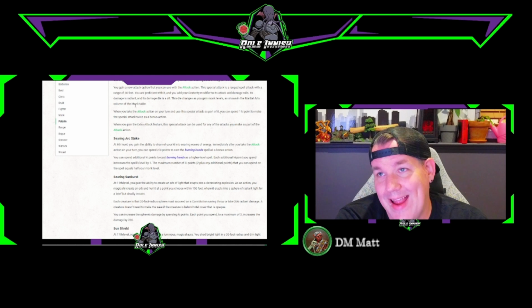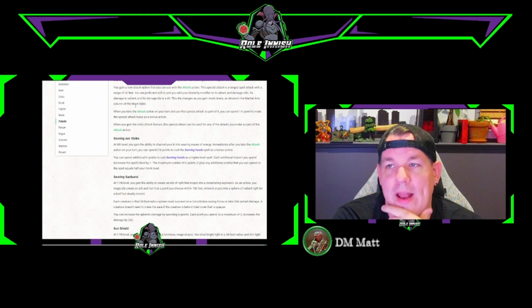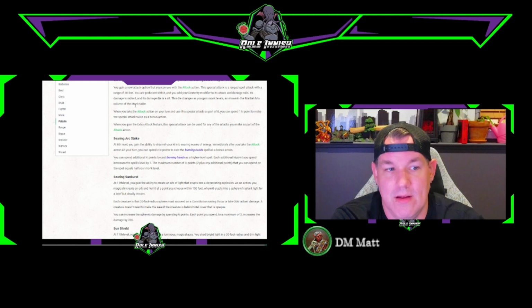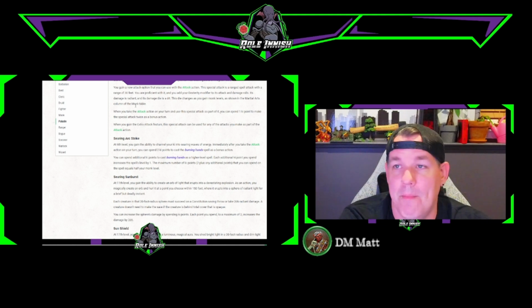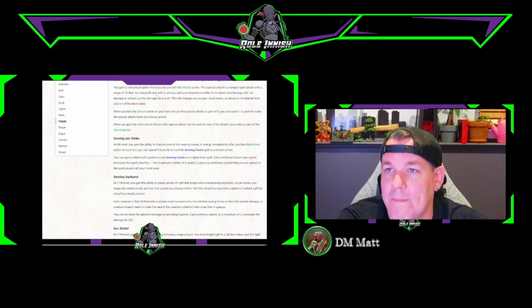This special attack is a ranged attack with a range of 30 feet. You're proficient with it, so add your proficiency bonus and add your dexterity modifier to the attack and damage rolls. It's going to deal radiant damage, and it's going to start with a d4. Now that die is going to increase to a d6, a d8, and so on as you level up in monk. And you can see that on the monk table in your Player's Handbook.